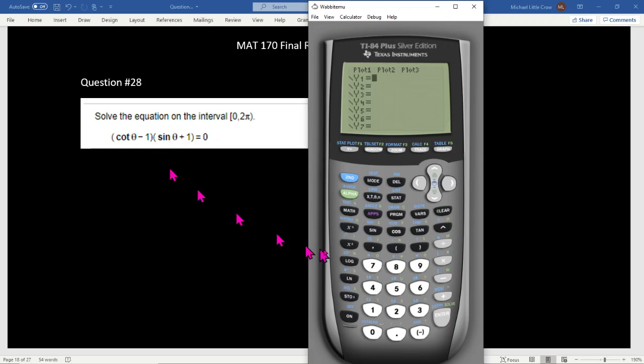Cotangent, so we're going to use these parentheses. We'll do parentheses. We don't have a cotangent button. You might have it in the catalog, but the easiest way I find to do cotangent is it's sine over cosine. So then I'll do sine of x divided by, wait, it's cosine over sine. So that's the thing, you got to remember the right one.